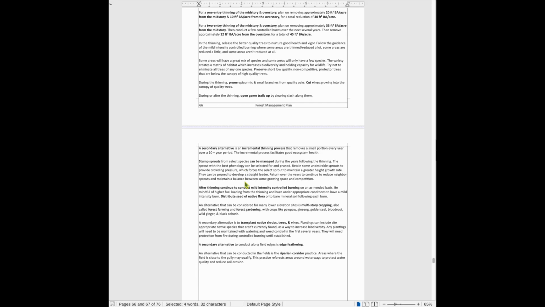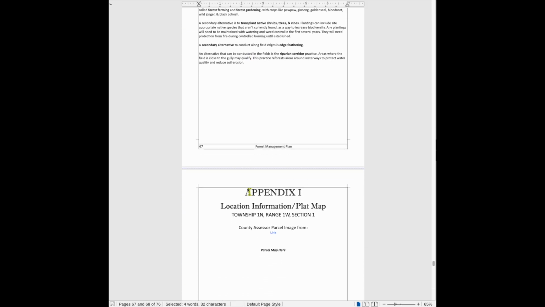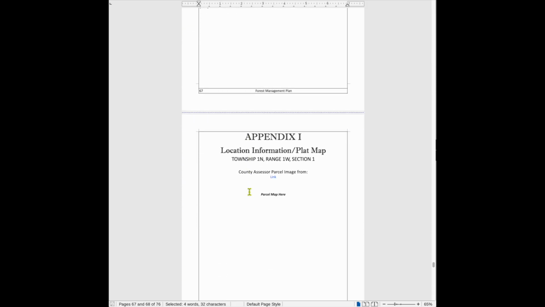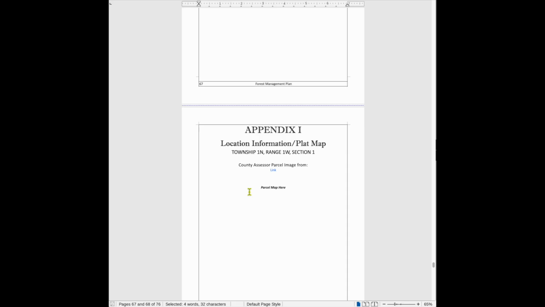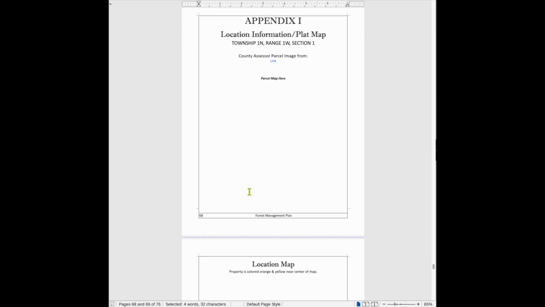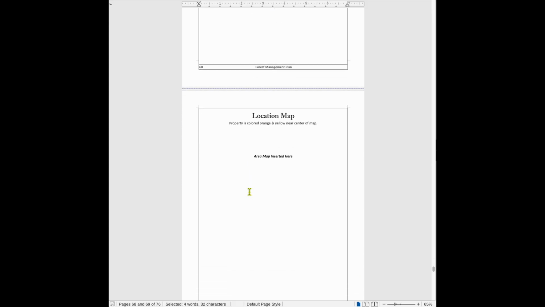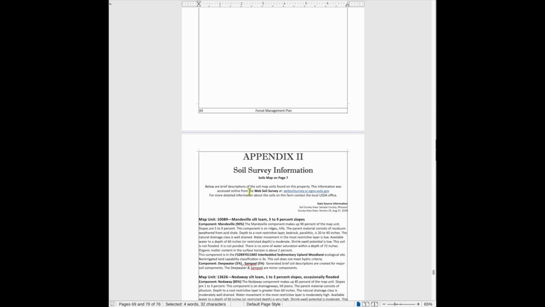If there's something different, then I do slow down and spend a little more time talking about it. And that is the nuts and bolts of the plan. The rest of this plan is for the NRCS standard, and I'm just going to go through it really quick. I took it out for this video, but a map is here and a map is here, showing us where the properties are located and the boundaries.